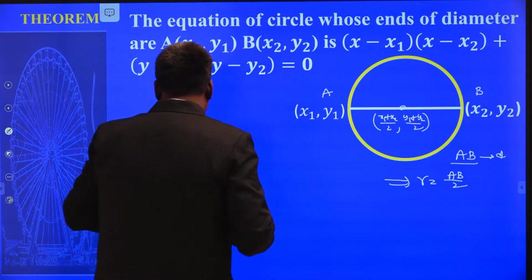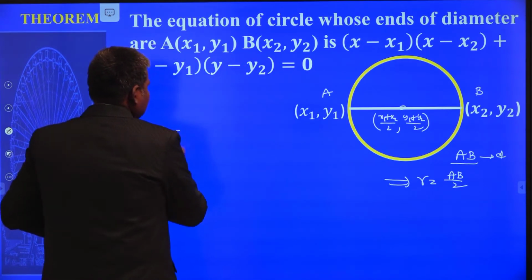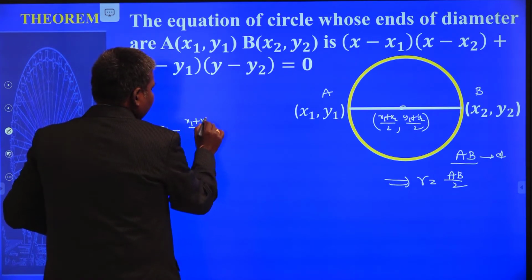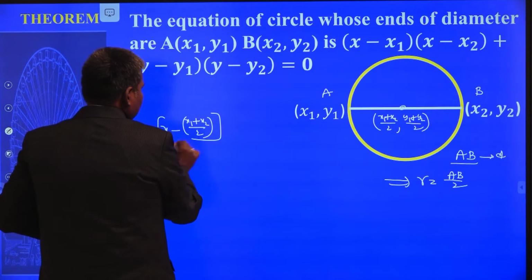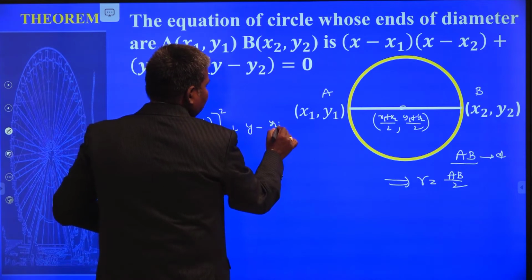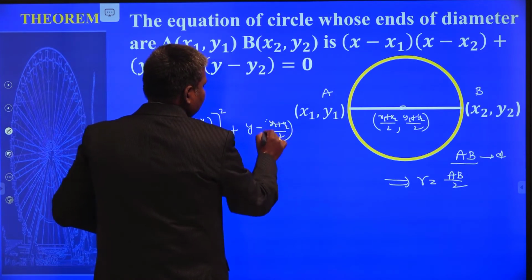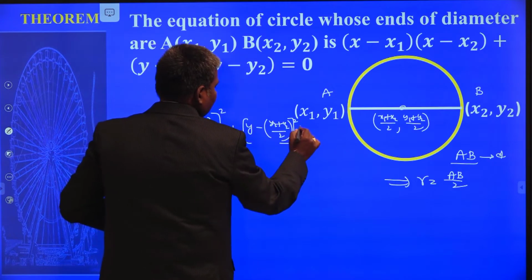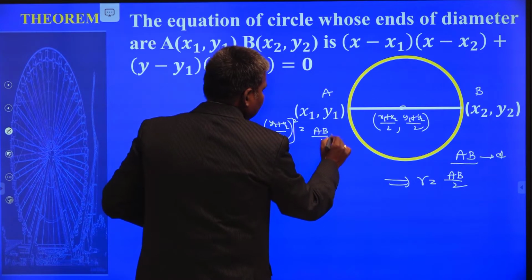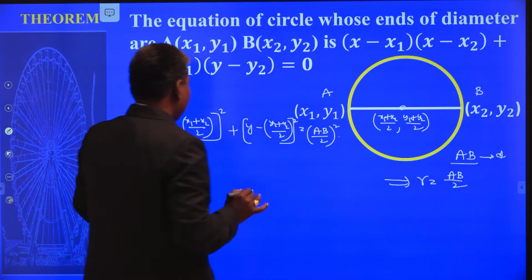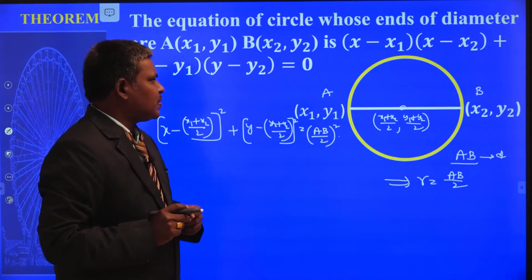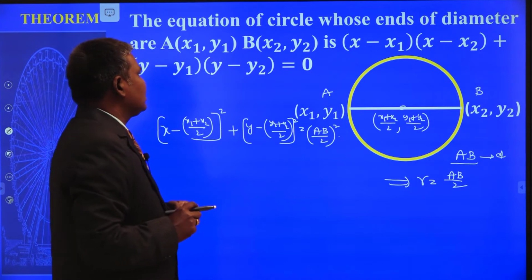Okay. So I am going to write the equation by x minus the x coordinate of the center. What is that? (x - (x1 + x2)/2)² + (y - (y1 + y2)/2)² = (AB/2)². That's it. Once you simplify this one, we get (x - x1)(x - x2) + (y - y1)(y - y2).